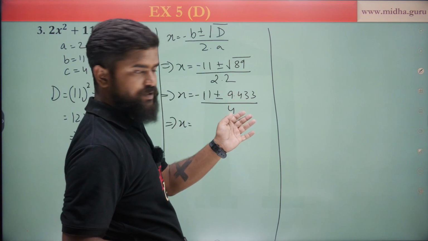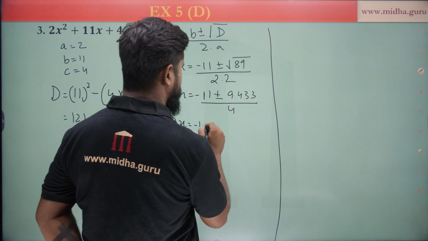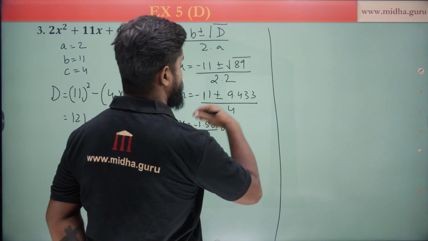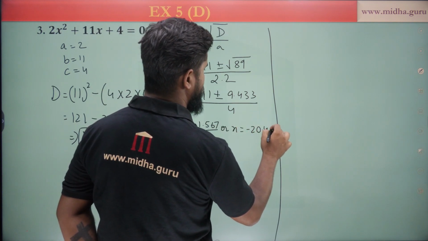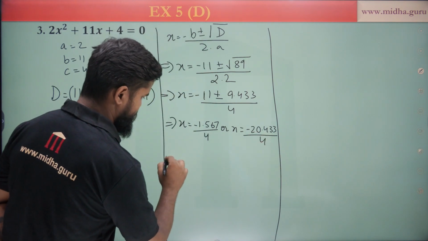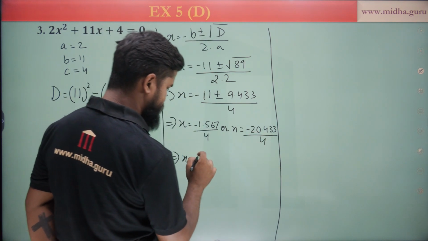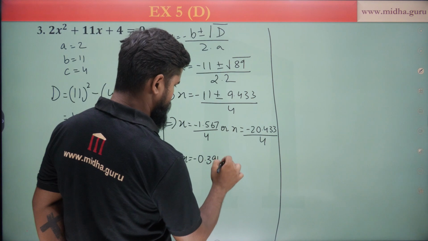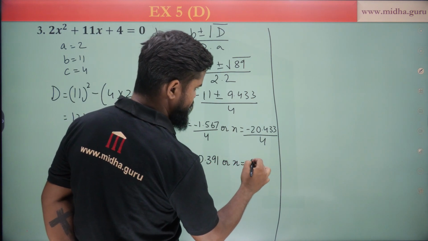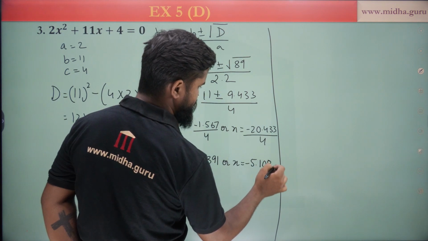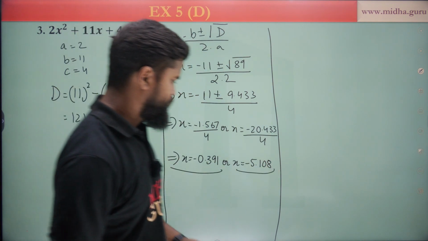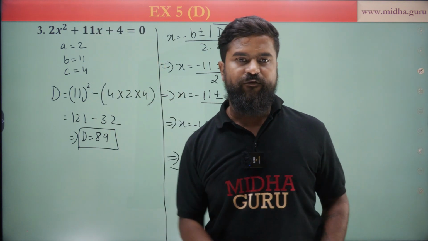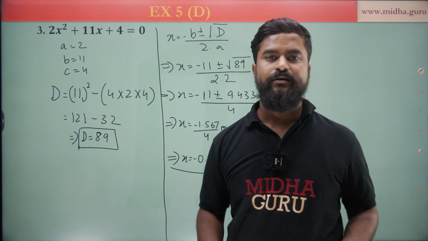So if I add 9.433, I get minus 1.567 divided by 4. Or if I subtract, I get minus 20.433 by 4, which will be equal to minus 5.108. Or x is equal to minus 0.391. So these two, minus 0.391 or minus 5.108, are the solutions for the given quadratic equation. Let's see the next question.